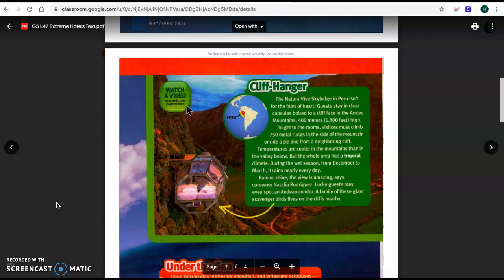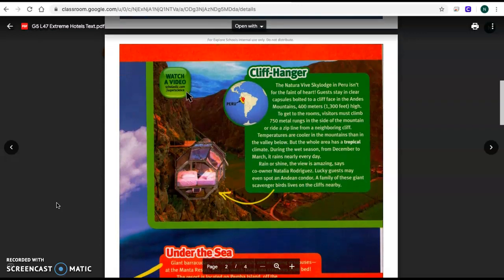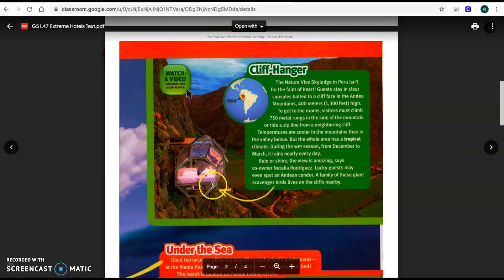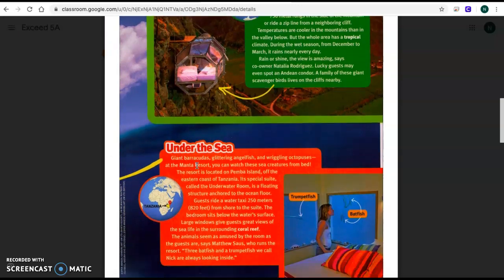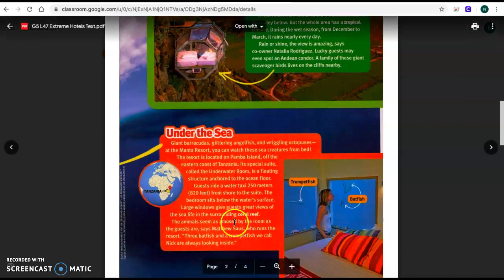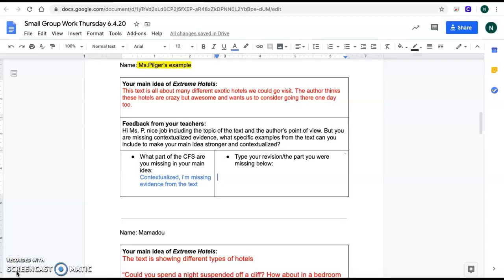This was the one in Peru. That's honestly crazy. It's like a hotel hanging off the side of a cliff. That's a pretty strong piece of evidence. Oh yeah, and this one under the sea. So I think I'm going to put one piece of evidence from the text in my own words. I'm going to paraphrase it, and then something else I want to include a quote. Let me talk about it in my own words first. So I'm going to start with some evidence, putting it in my own words.